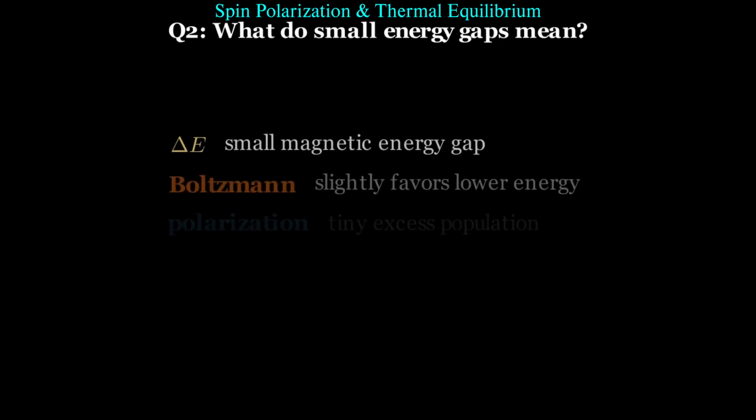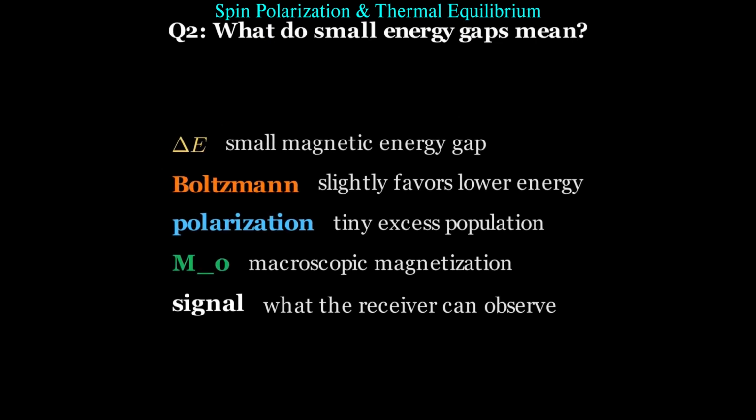For now, what we can understand is that a magnetic field creates a small energy difference between nuclear spin states. The Boltzmann distribution tells us that slightly more spins occupy the lower state than the higher state, and that tiny population imbalance is what we call polarization. And when you multiply that tiny imbalance across an enormous amount of nuclei, you get a small but present macroscopic magnetization. That magnetization points along the main magnetic field and eventually gets turned into observable signal.